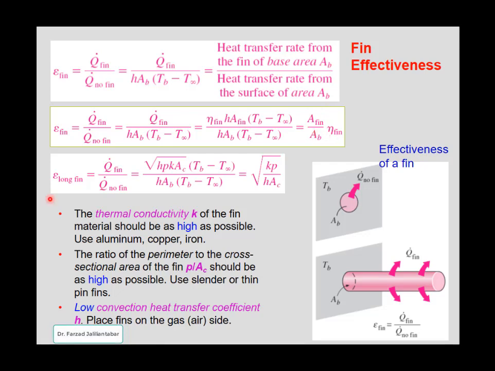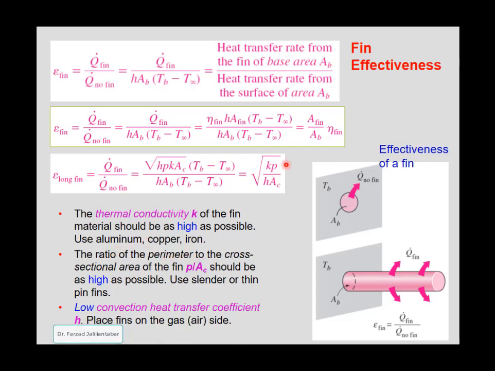We will reach this term. So for a long fin, the fin effectiveness will be equal to this value, square root of kP divided by hA_C. From this equation, we can conclude that the thermal conductivity k of the fin material should be as high as possible to have the maximum fin effectiveness. So we usually use materials with high thermal conductivity like aluminium, copper, or iron as fins to increase the fin effectiveness.